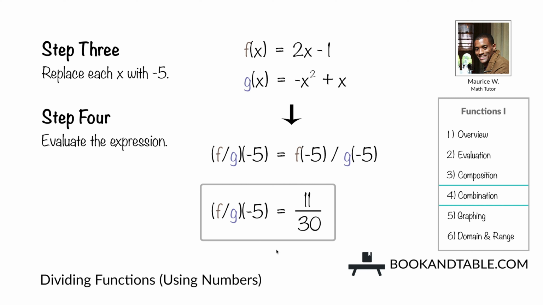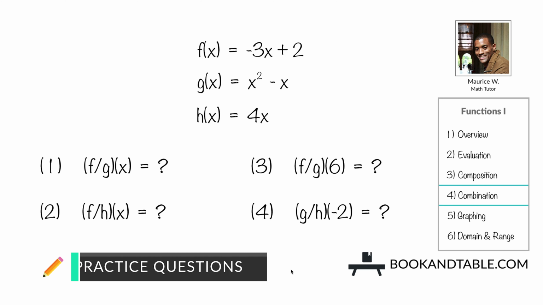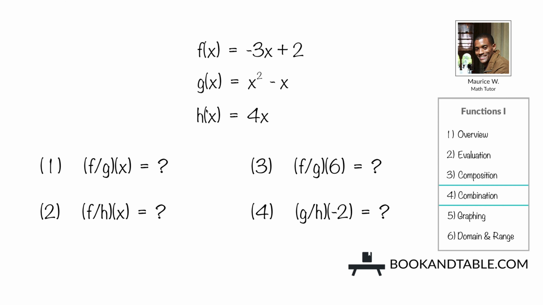So that is how you go about dividing functions using both expressions and numbers. Let's now have you try a few practice questions. Given f of x is equal to negative 3x plus 2, g of x is equal to x squared minus x, and h of x is equal to 4x.